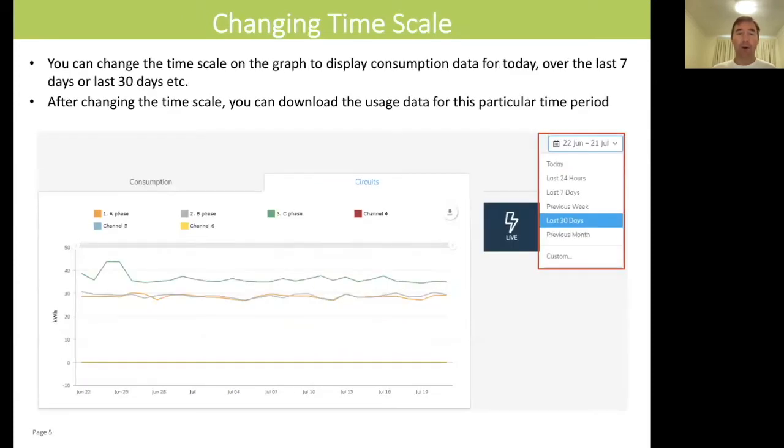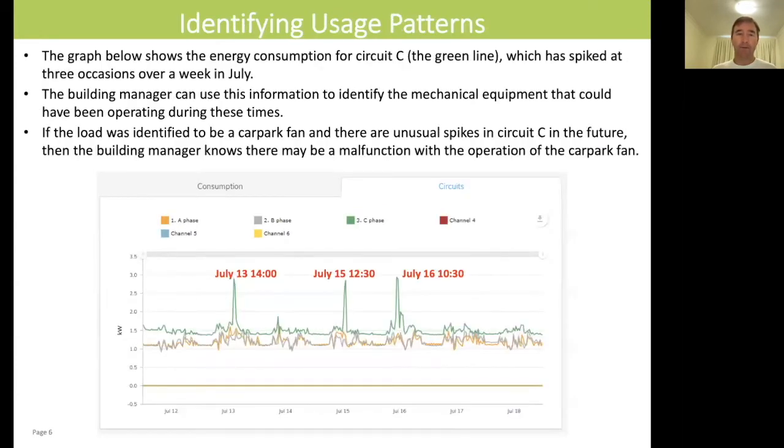You can change the time scale, and see, in this case, the last 30 days of data, and you can identify usage patterns. So we've got some annotations here. Different times you've got spikes, and these were later identified to be car park fans.